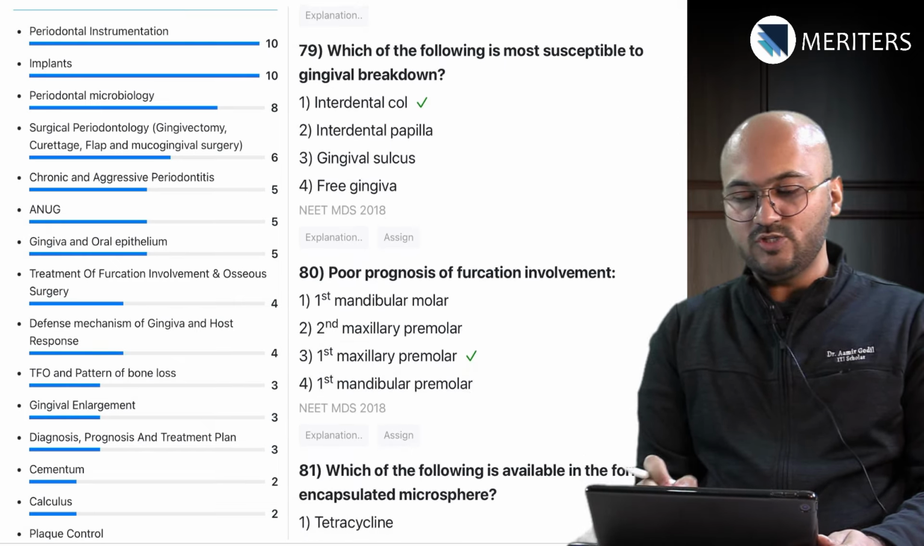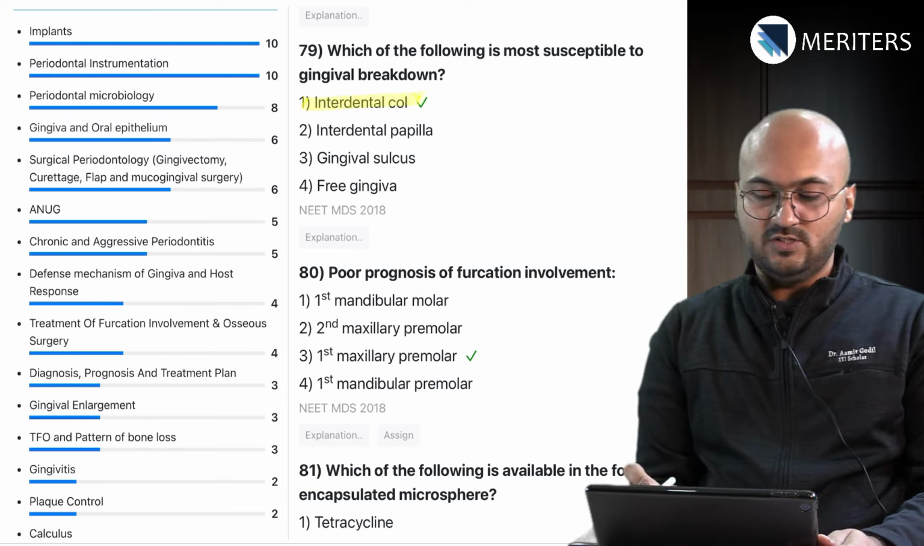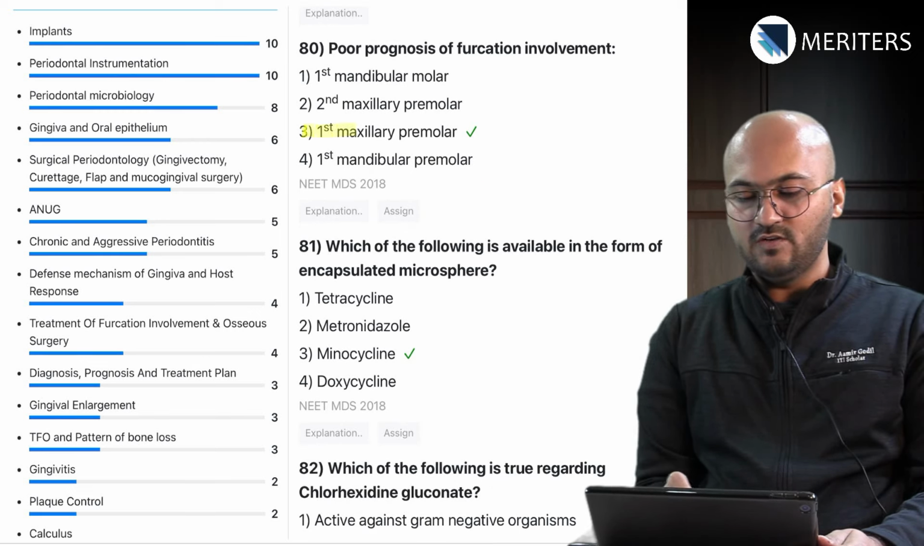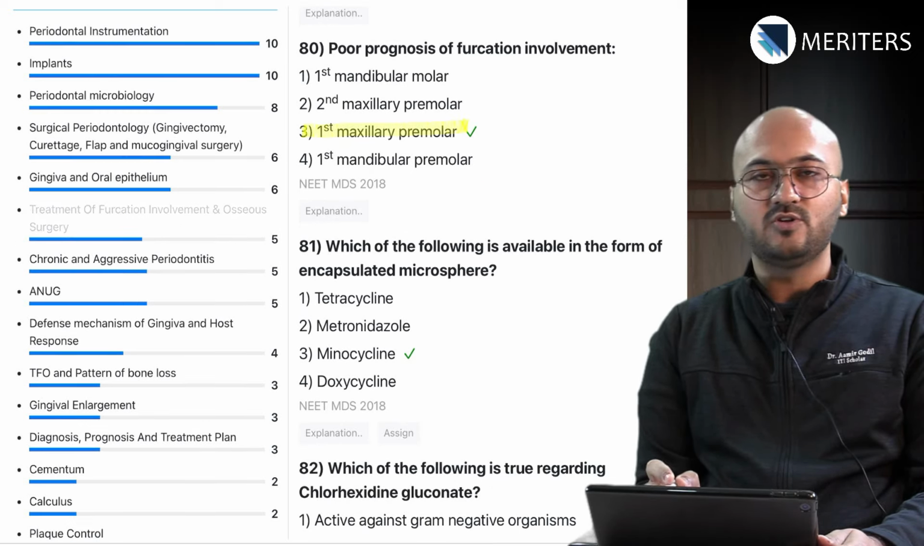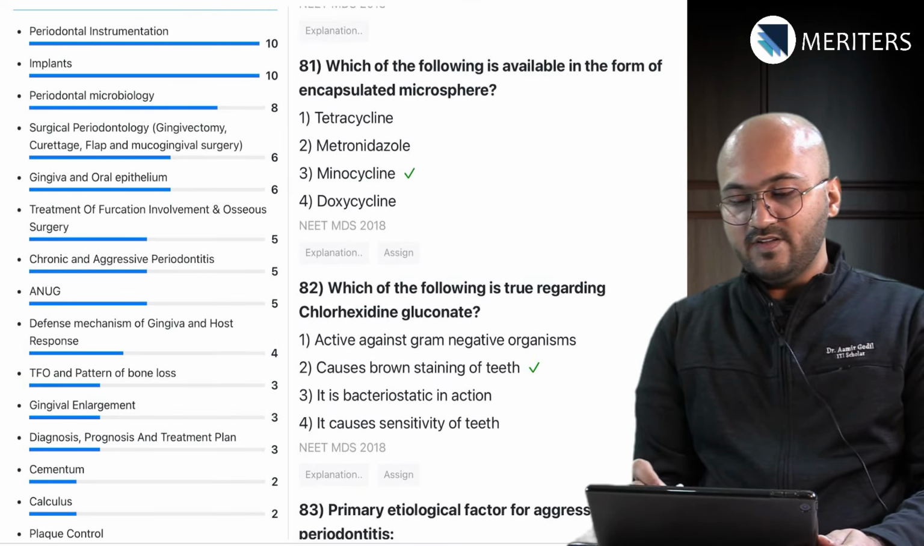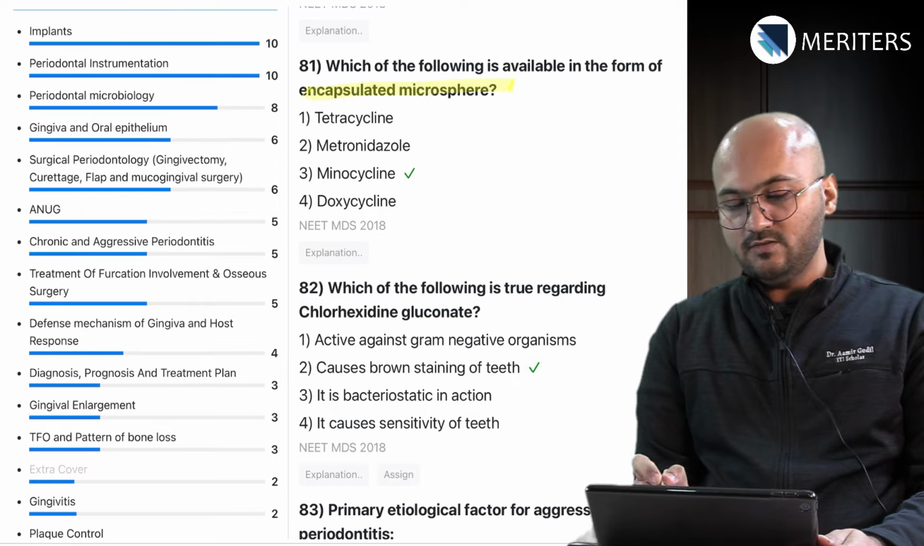Which of the following is most susceptible to gingival breakdown? Interdental col, because it's non-keratinized. Poor prognosis of furcation involvement. First maxillary premolar, because the furcation area is too far. Which of the following is available in form of encapsulated microsphere? Repeat question from 2019.